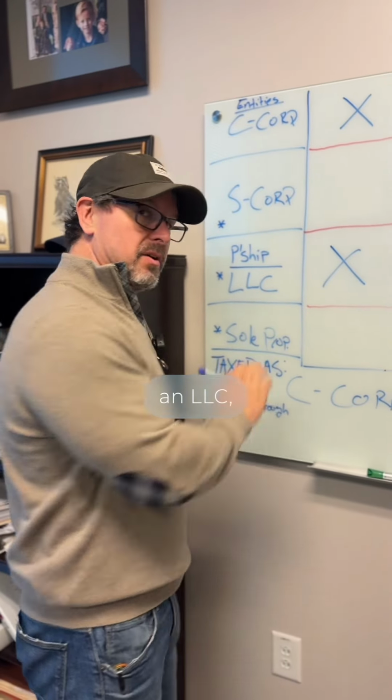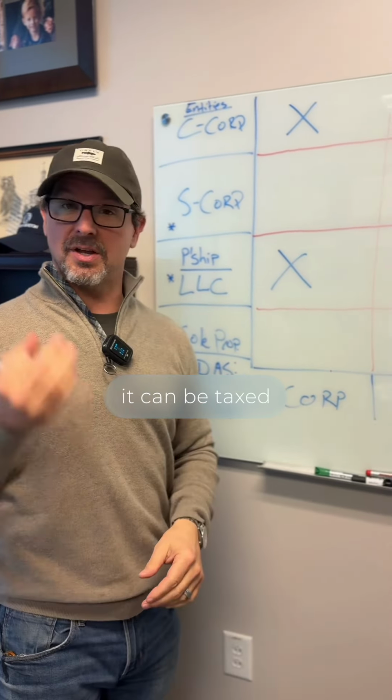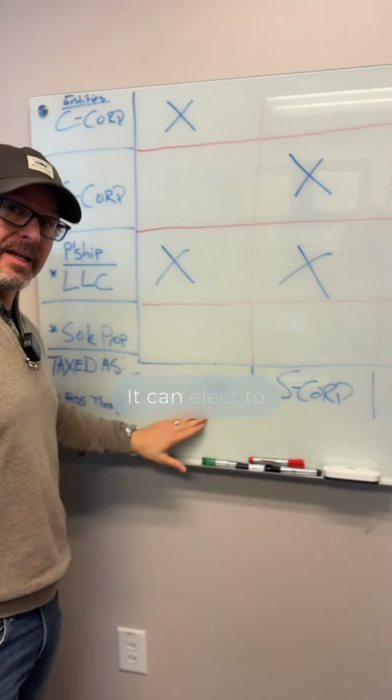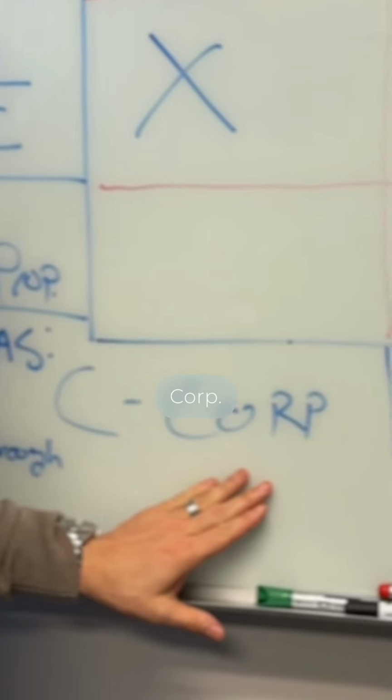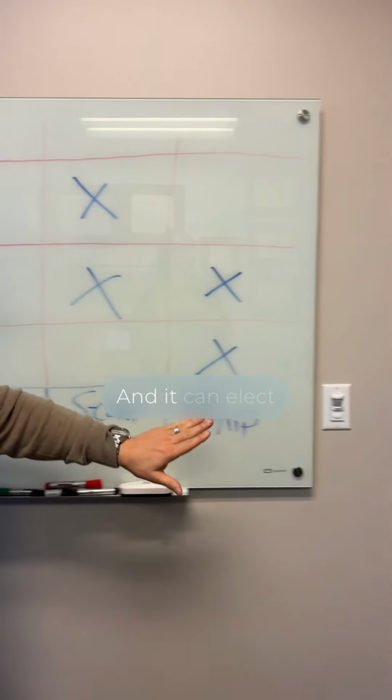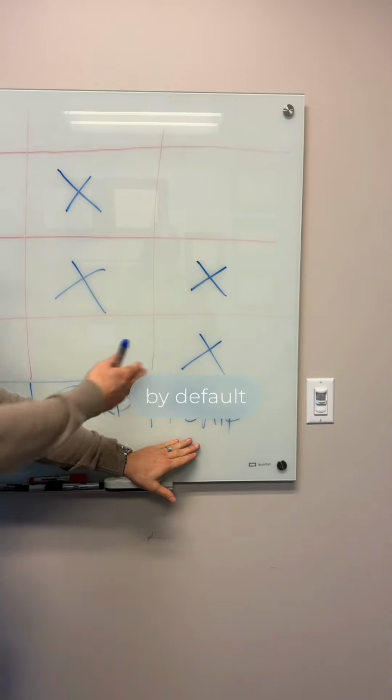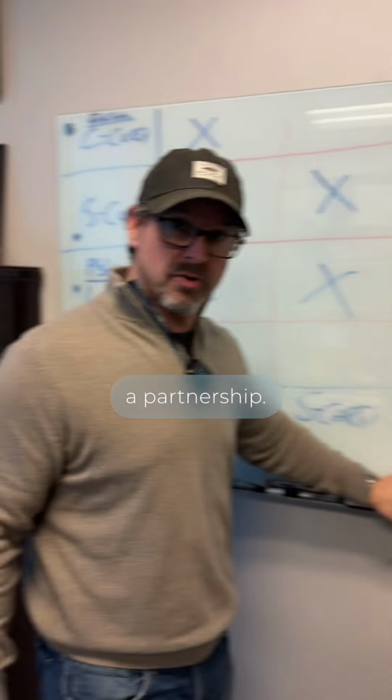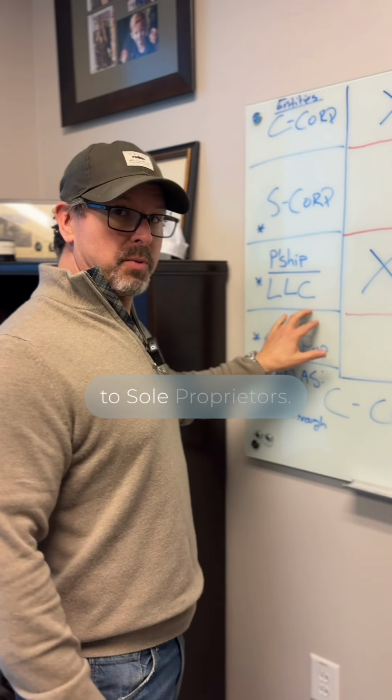Once you get to an LLC, it can be taxed three ways. It can elect to be taxed as a C Corp. It can elect to be taxed as an S Corp, and it can elect by default to be taxed as a partnership. Then we get down to sole proprietors.